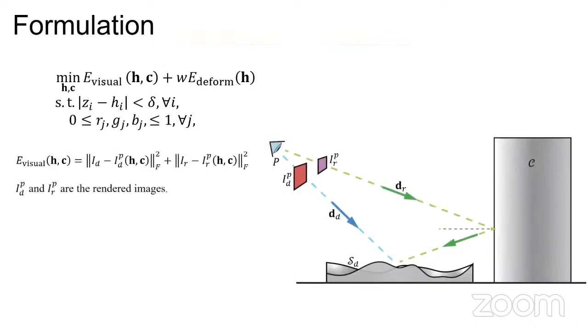We define E visual as the sum of the squared Frobenius norm of the color difference between the input and the rendered images. E deform is defined as the squared L2 distance between the Laplacian of the height fields. And W is a positive weight.